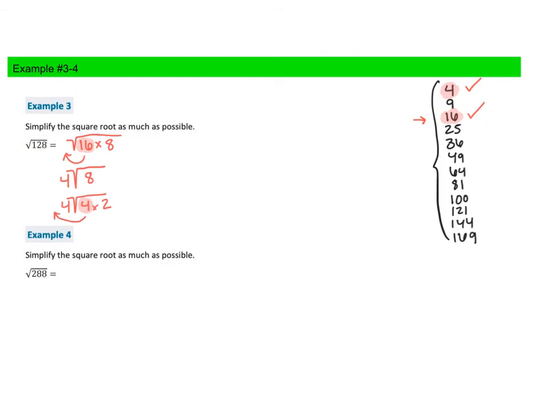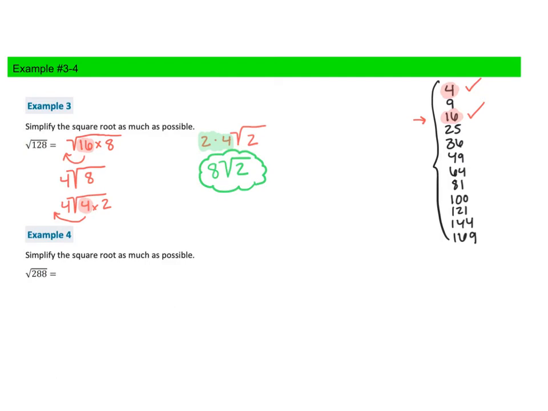I'm going to continue my work up here. So now I have a 2 and a 4 on the outside of my square root, and I have a 2 on the inside. Okay, the last step to simplify this is to multiply those two numbers that I pulled out. So I pulled out a 2 and a 4. 2 times 4 is 8, and I keep my radical sign. So when I simplify the square root of 128, I get 8 root 2.